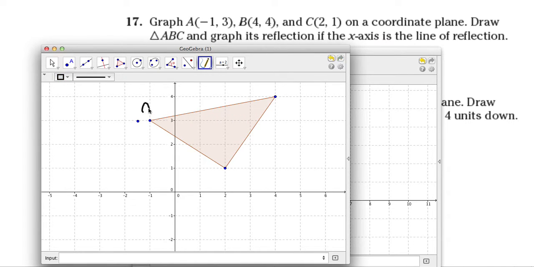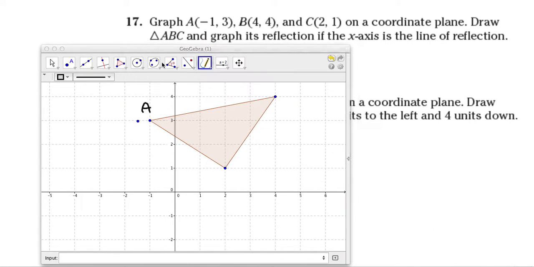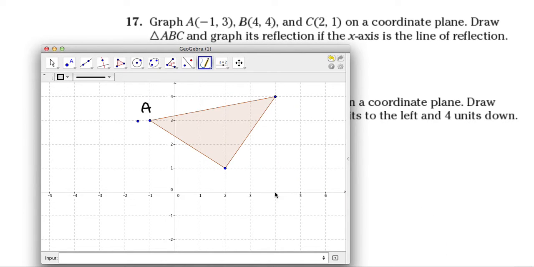So this is point A, and you have, let me just minimize this, 4, 4, which is this one right here, and 2, 1, which is this one. So this is point B, and this is point C. It says there, draw triangle ABC, which we did, and graph its reflection over the x-axis. The x-axis is this line right here.